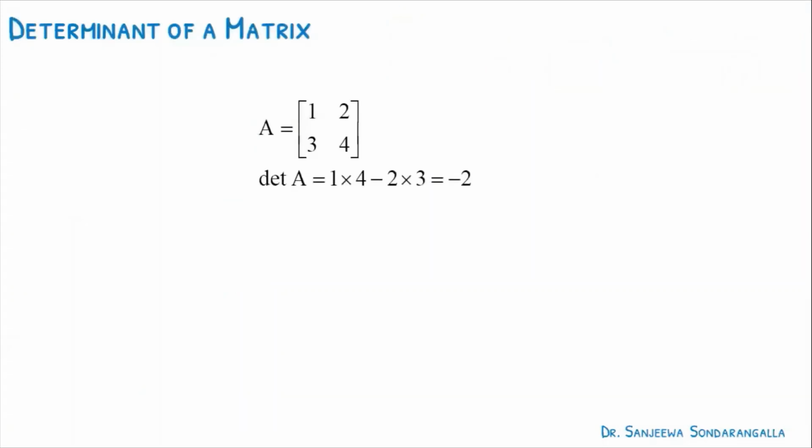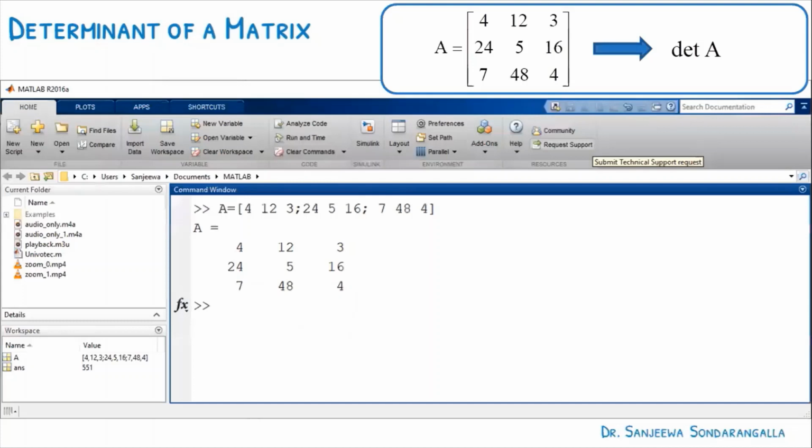Determinant of a matrix. This is the calculation of the determinant of a 2 by 2 matrix. This calculation is a little bit easy, but it is difficult with a higher order matrix. It can be obtained easily using a MATLAB command. Let's have a look at the determinant of a 3 by 3 matrix using MATLAB. Type DET, open the bracket, A, close the bracket, then enter. This is the determinant of the matrix.